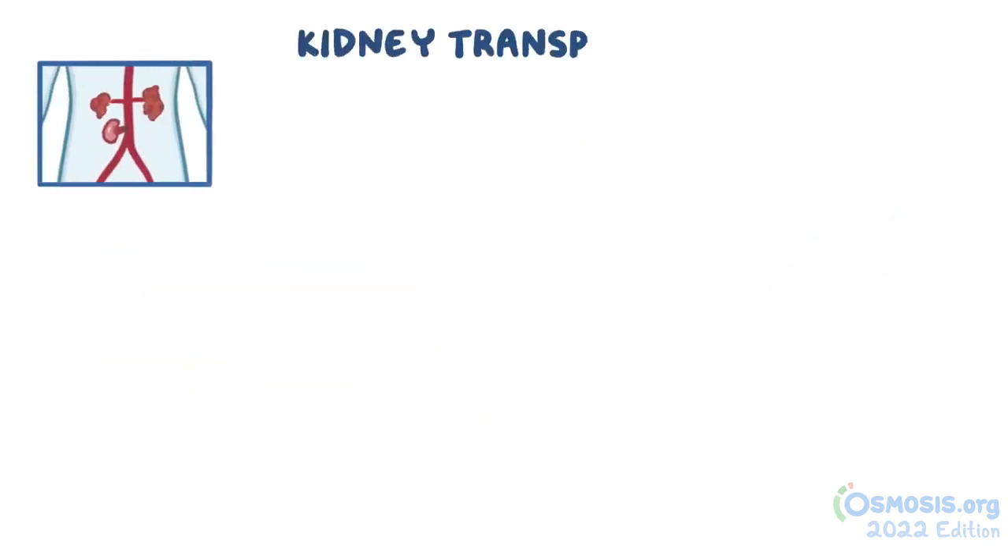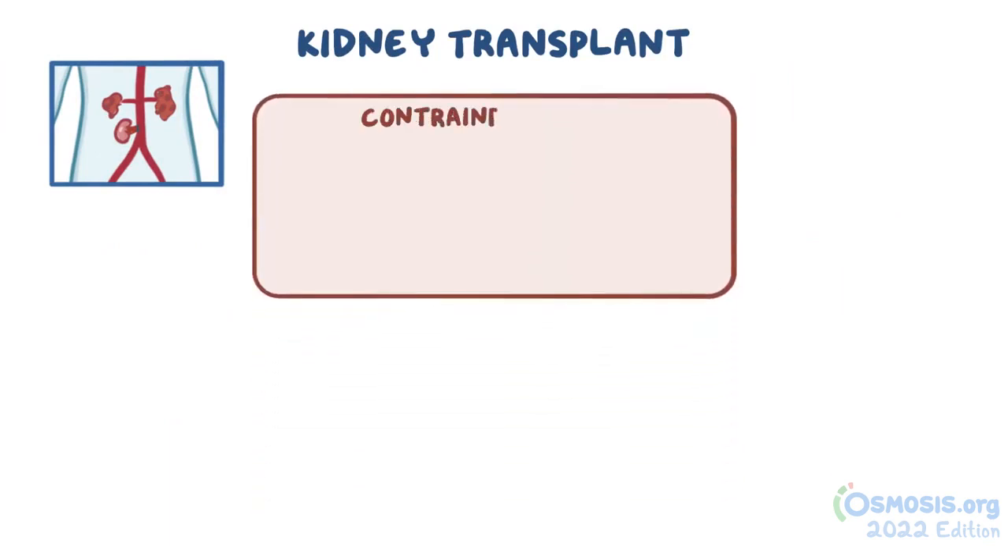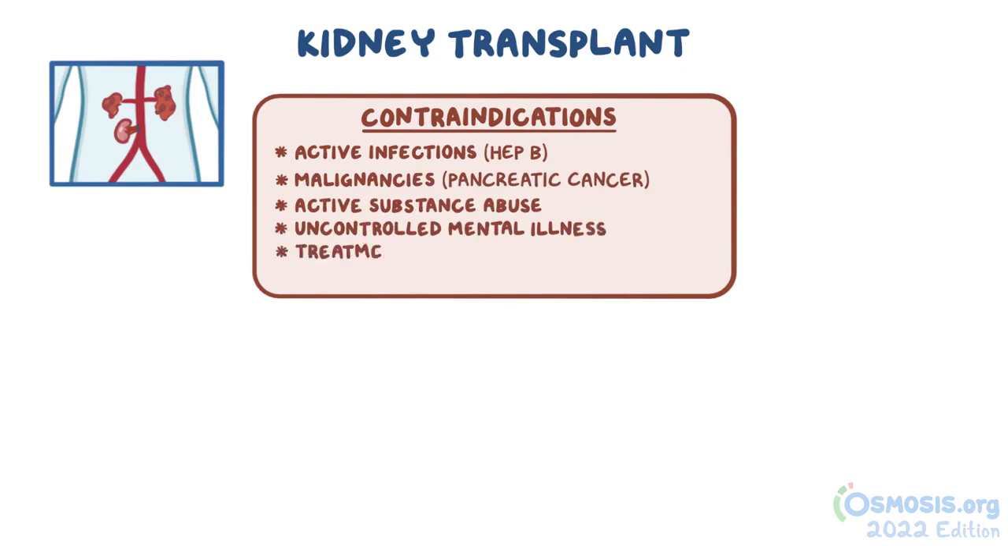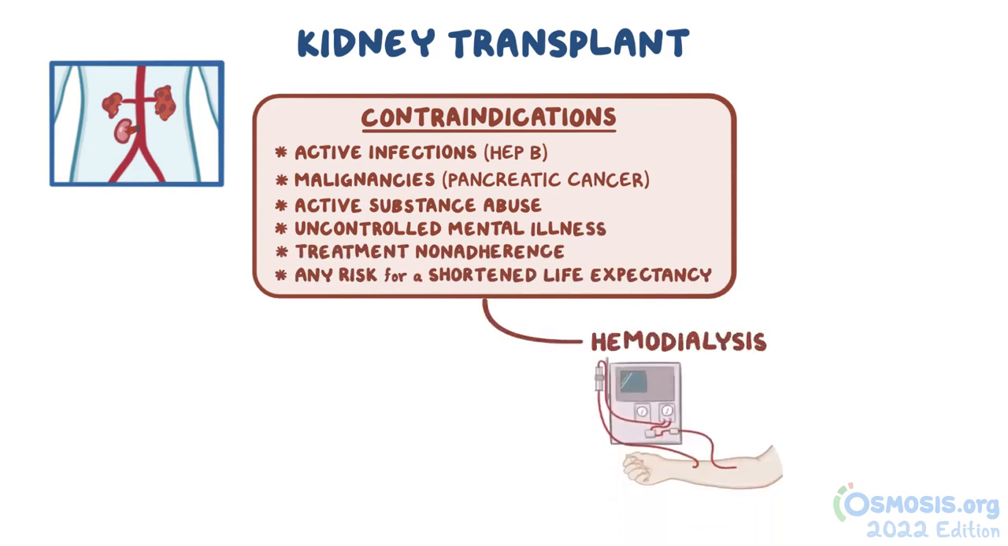Generally, a kidney transplant is the best option for renal replacement, but it's not always possible. Absolute contraindications for a kidney transplant are active infections, like hepatitis B, malignancies, like pancreatic cancer, active substance abuse, uncontrolled mental illness, treatment non-adherence, or any other risk for a shortened life expectancy. In these cases, hemodialysis or peritoneal dialysis can be tried instead.